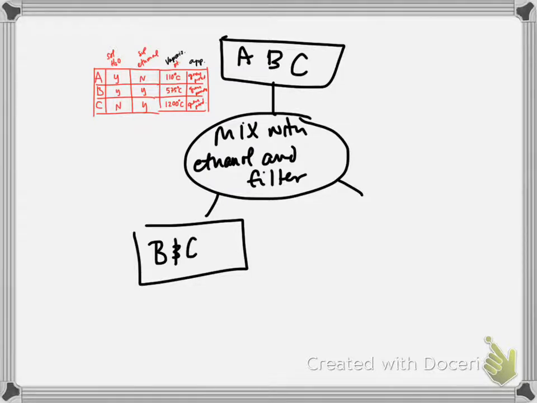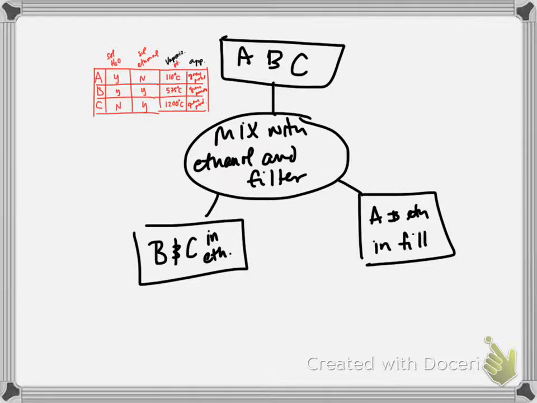We get B and C in the ethanol. I'm just writing F. Yeah, B and C are both soluble in ethanol. We get A and ethanol in a filter.